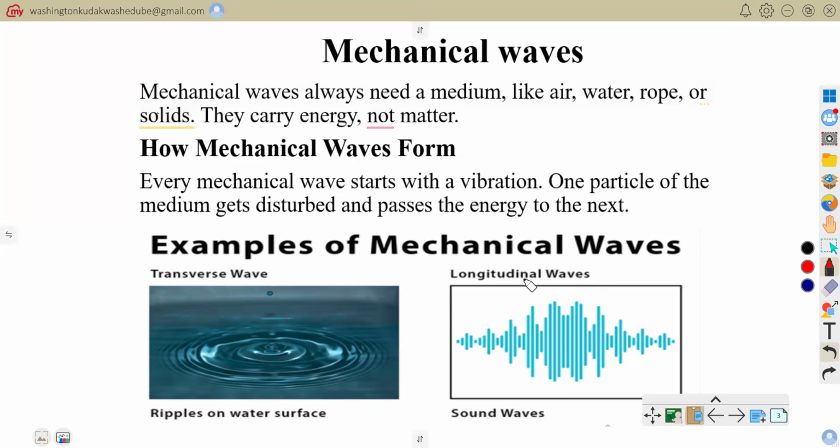The examples of mechanical waves, as we have stated, are transverse waves, which we see through ripples on a water surface. Take for example, if you drop a pebble on your water surface, you would start seeing vibrations shown by ripples of water. Then we have longitudinal waves, which can be classified through the propagation of sound waves in air.